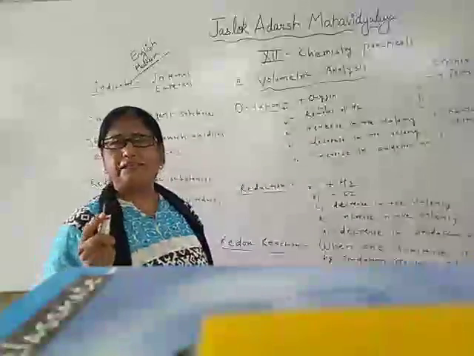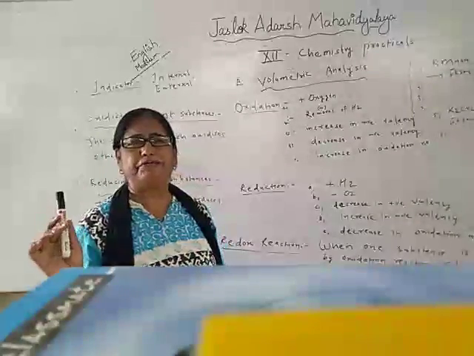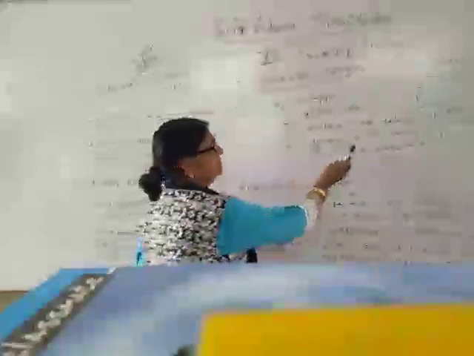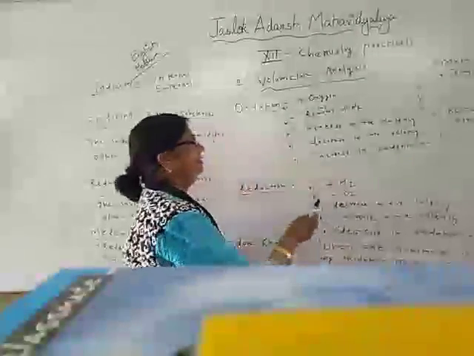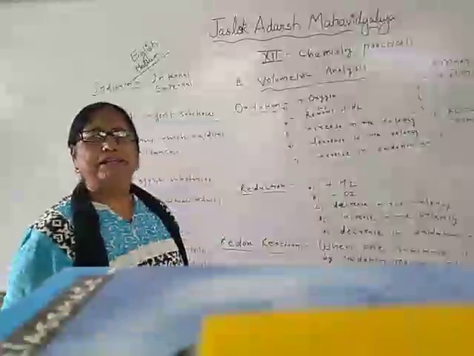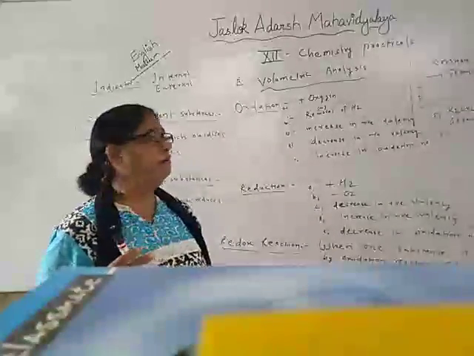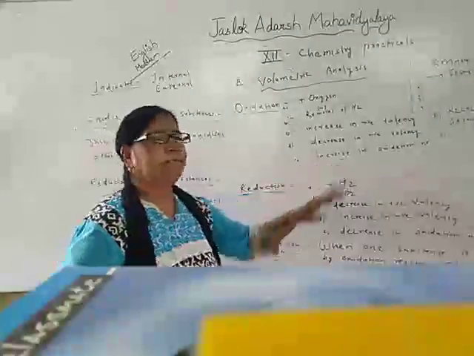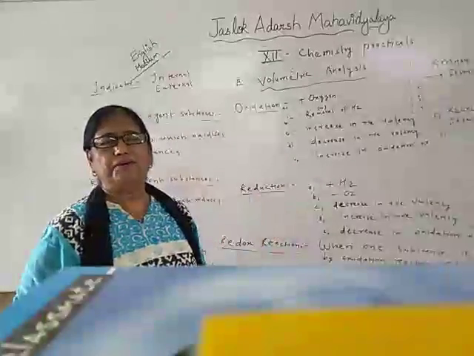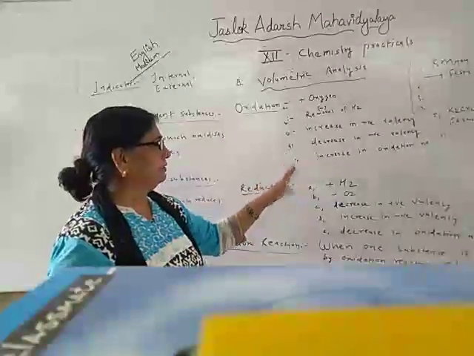If plus 2, then it will increase into plus 3. Like that Fe plus 2 is going to convert into Fe plus 3. Then decrease in negative valency. Then increase in oxidation number. I will teach you when I complete my practicals how the oxidation number can be counted. Already you have studied in 11th how you count oxidation number.